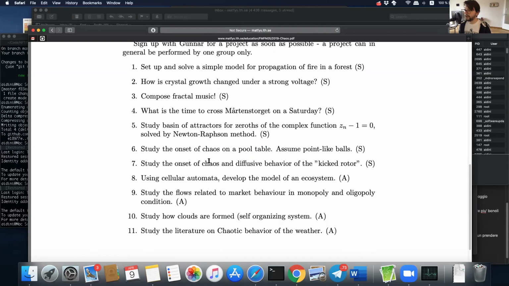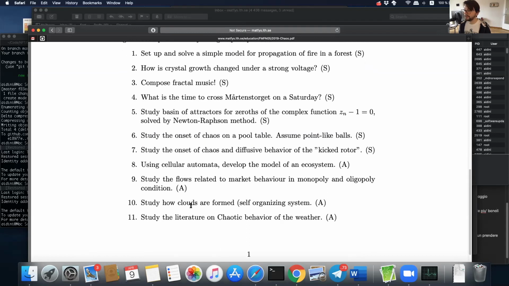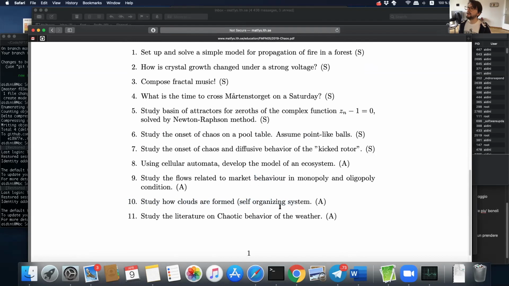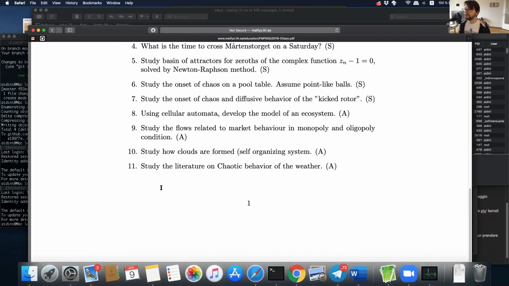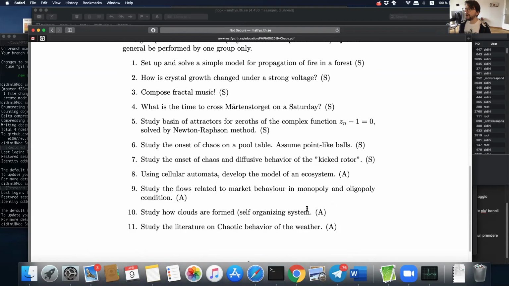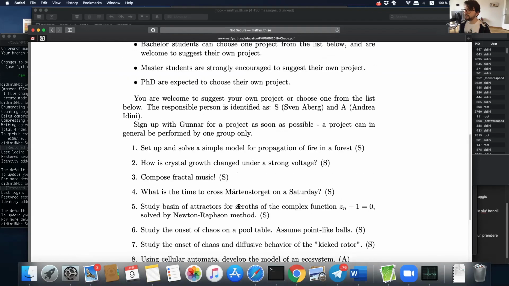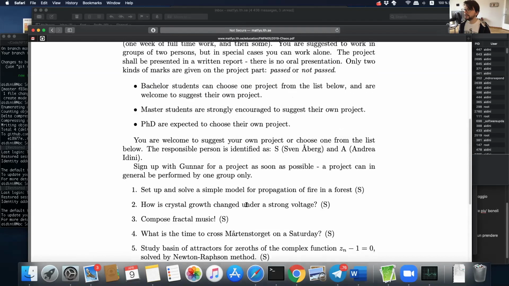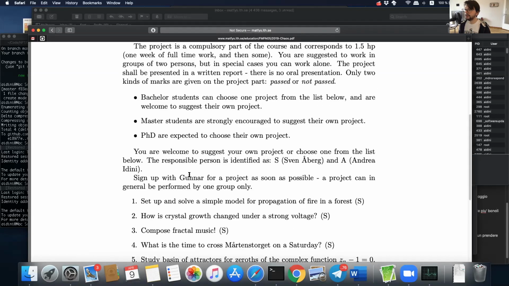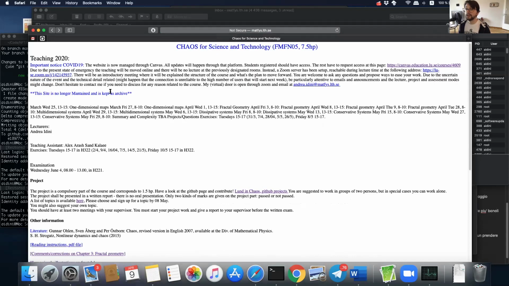And then you have these kinds of things. You have the formation of clouds, a self-organizing system, which is very fun to study. You have market behavior, as I told you, both with maps and with flows. And you have chaotic weather behavior. So these are all interesting projects. Here it says with Gunnar, but of course it's not Gunnar, it's me. You have to sign up with me. And you have the Easter break to think of possible projects.